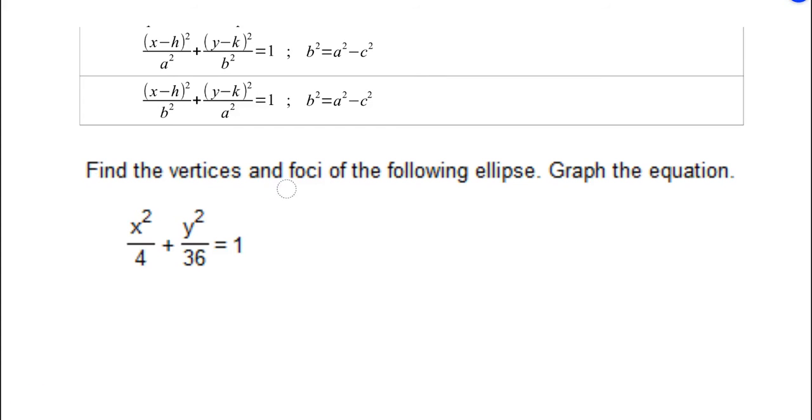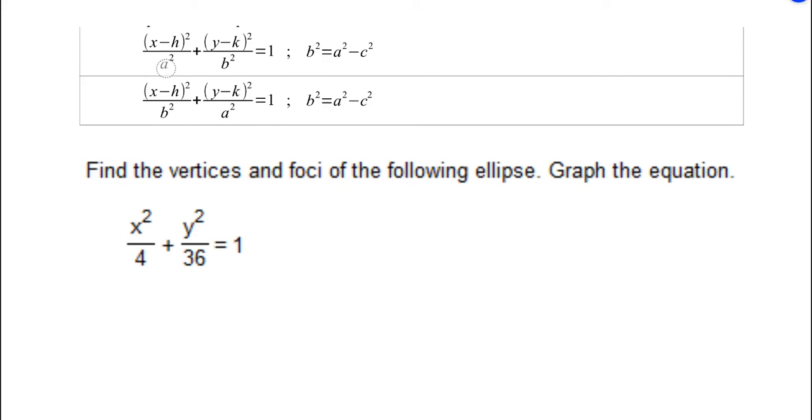Find the vertices and foci of the following ellipse. Graph the equation. Before we work with this equation, let's focus on the two orientations for the ellipse. These equations are (x minus h) squared over a squared plus (y minus k) squared over b squared equals 1. And the other one is (x minus h) squared over b squared plus (y minus k) squared over a squared equals 1.